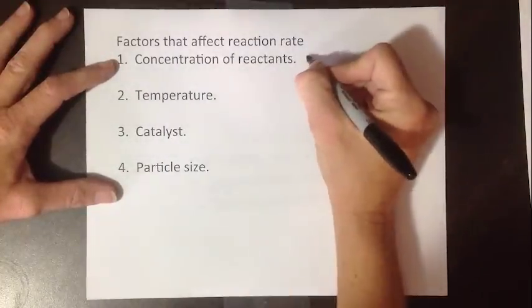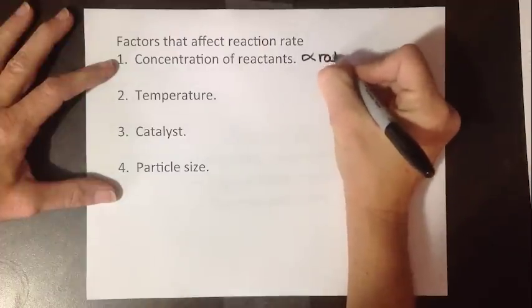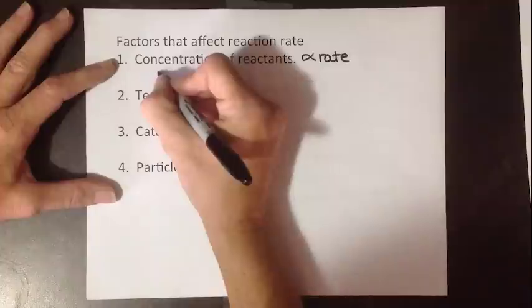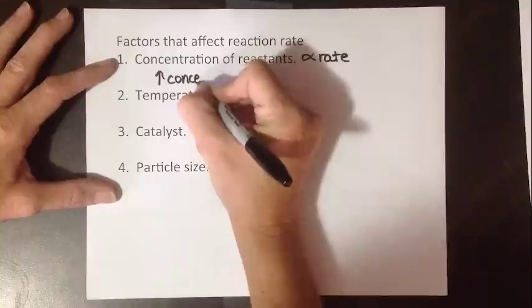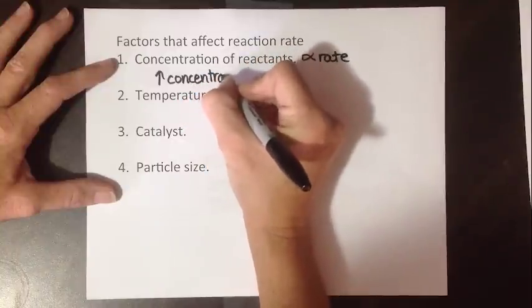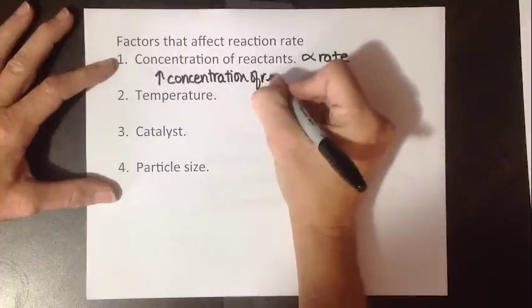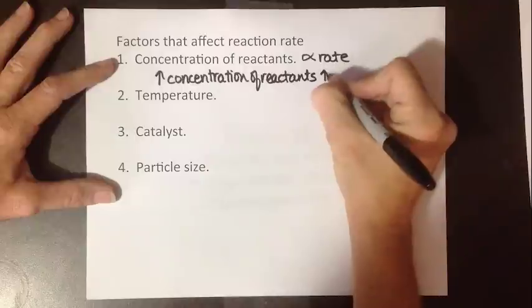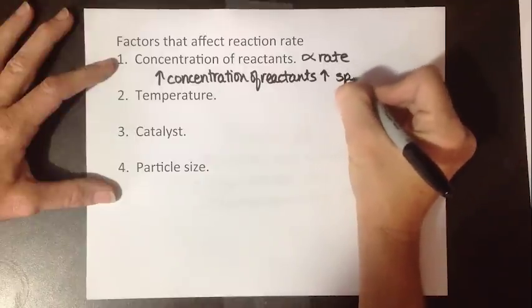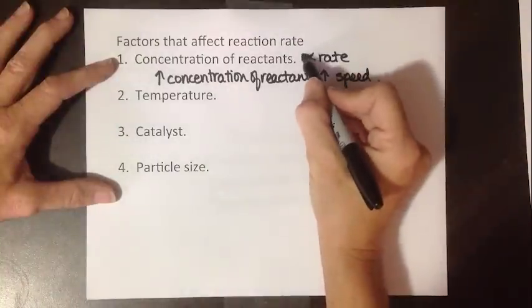Concentration of reactants is directly proportional to rate. Which means if you increase the concentration of reactants, or you increase the amount of reactants you have, it has to be reactants, you increase the speed or rate of the reaction. One goes up, the other goes up. So they are directly related.